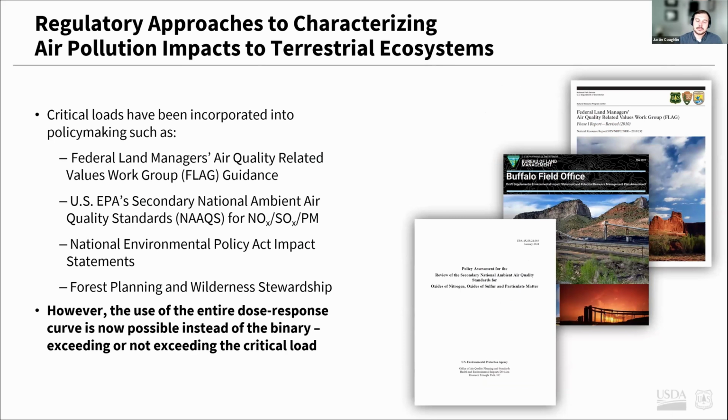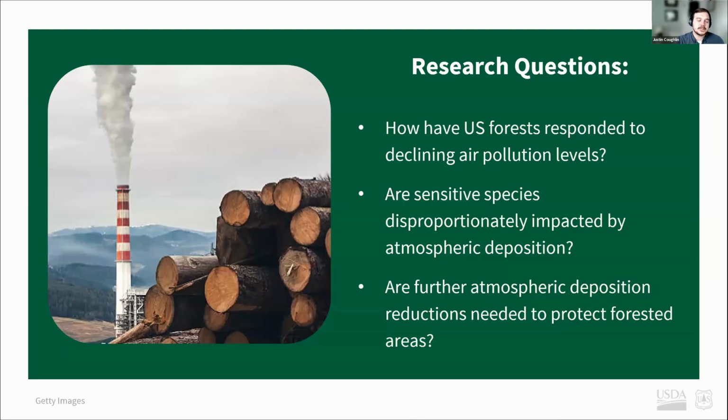However, with the development of these entire dose response curves, we're now able to expand upon the traditional framework of exceedances and actually use the entirety of the dose response curve, as Chris was just showing for the climate side, on the air pollution side. So this leads me to the research questions for this study: How have US forests responded to these declining air pollution levels? Are sensitive tree species being disproportionately impacted by atmospheric deposition? And are further atmospheric deposition reductions needed to protect forested areas?